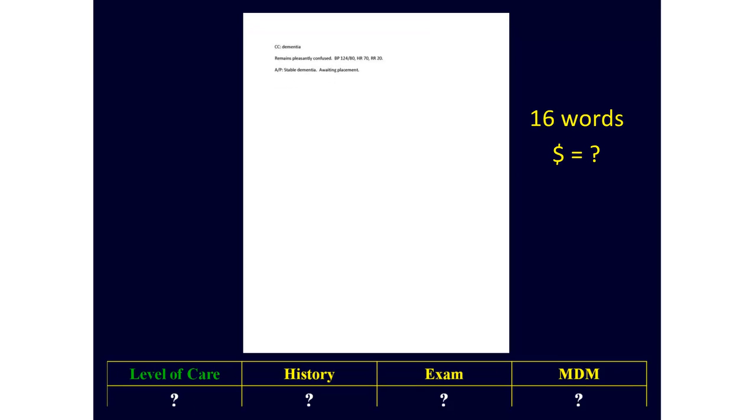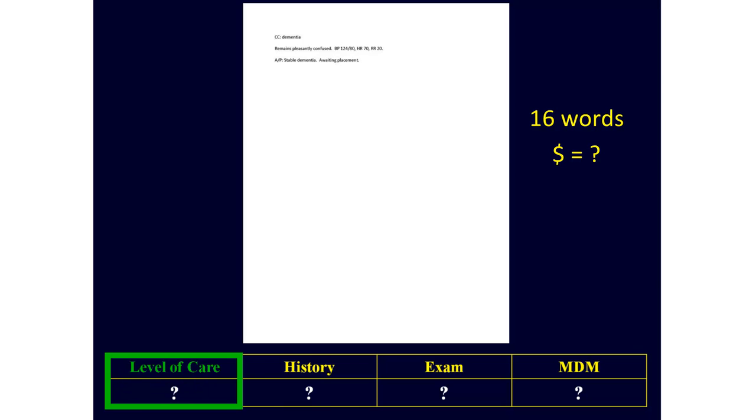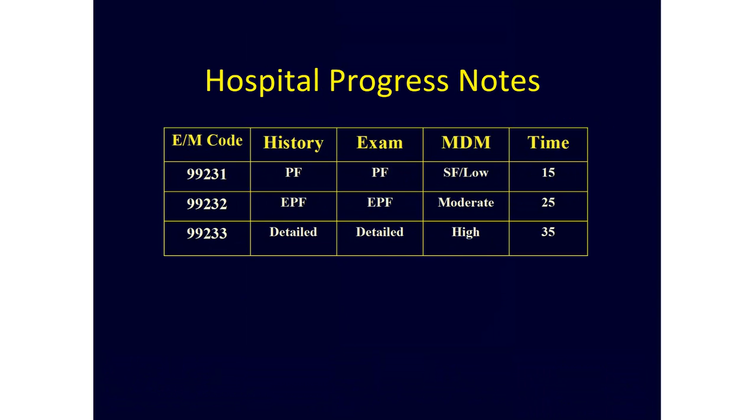This is a hospital progress note for a patient with stable dementia. It contains 16 words. To figure out what it's worth, we need to determine the level of care by taking apart the history, the exam, and the medical decision-making, and plugging that information into this table, which shows the documentation requirements for hospital progress notes.